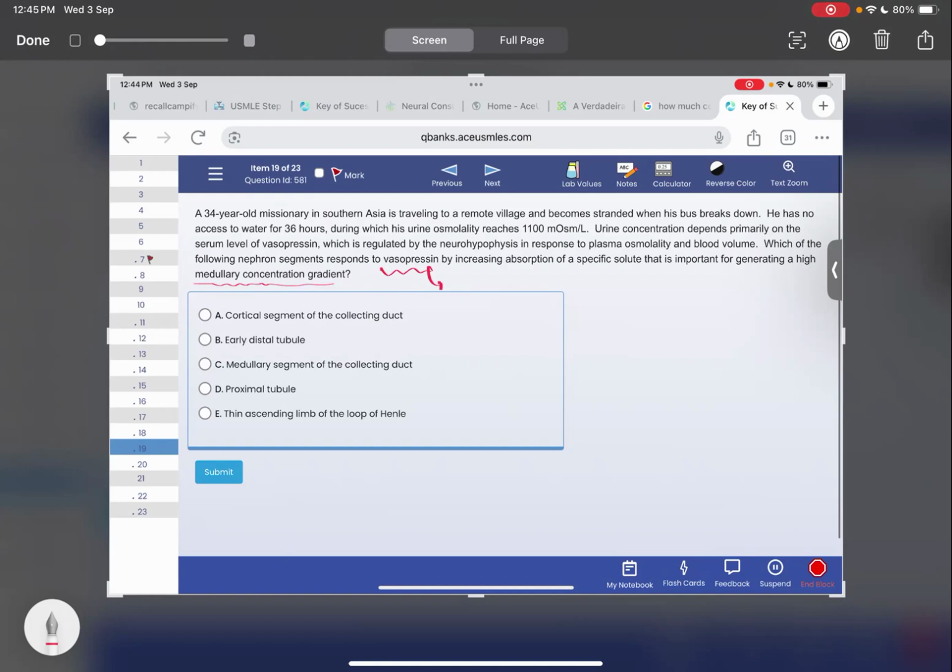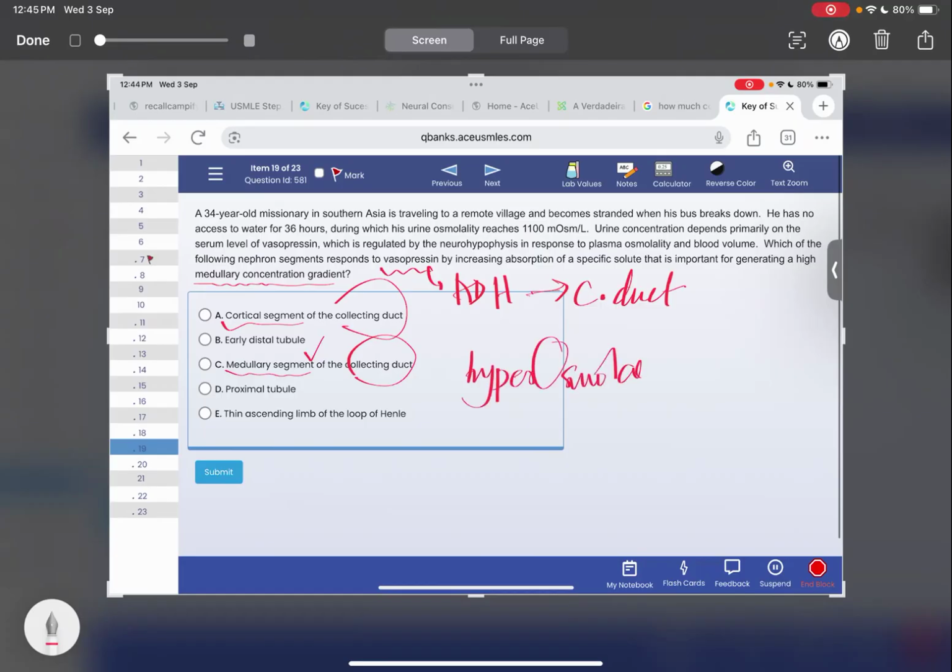So what is vasopressin? ADH. Where does ADH act? The collecting duct, the medullary collecting duct. We have the collecting duct in the medullary part and in the cortical part. Medullary segment or cortical, which one? The medullary segment, because we have hyperosmolarity in here.